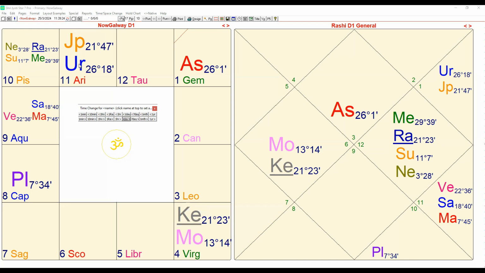So there's a whole sort of hemming-in situation going on, a squeeze going on around your 10th house objectives, around career, around your direction in life. That's going to impact you in a big way, I imagine, in terms of what you're doing. It's really going to send you off on a different path, I imagine.